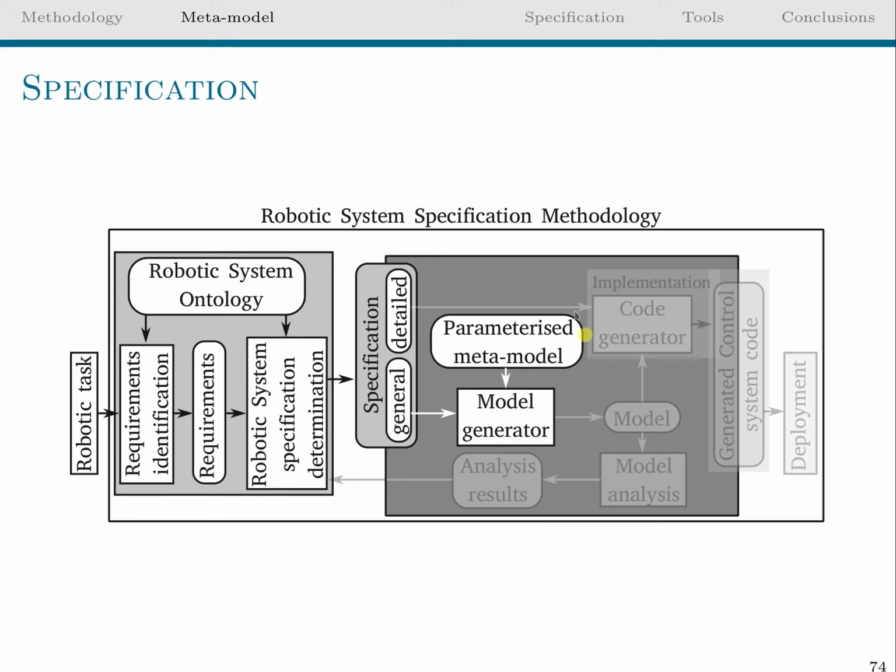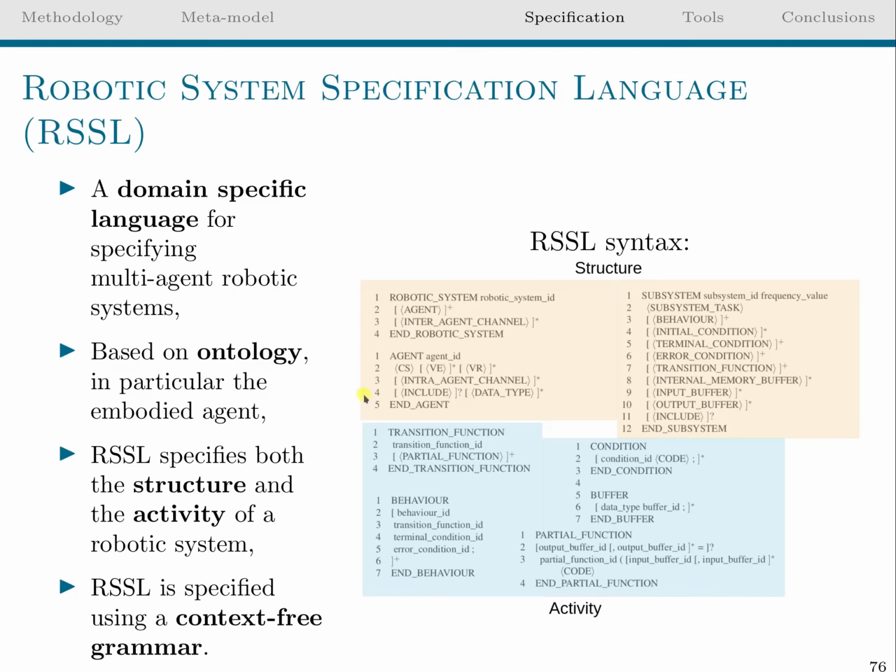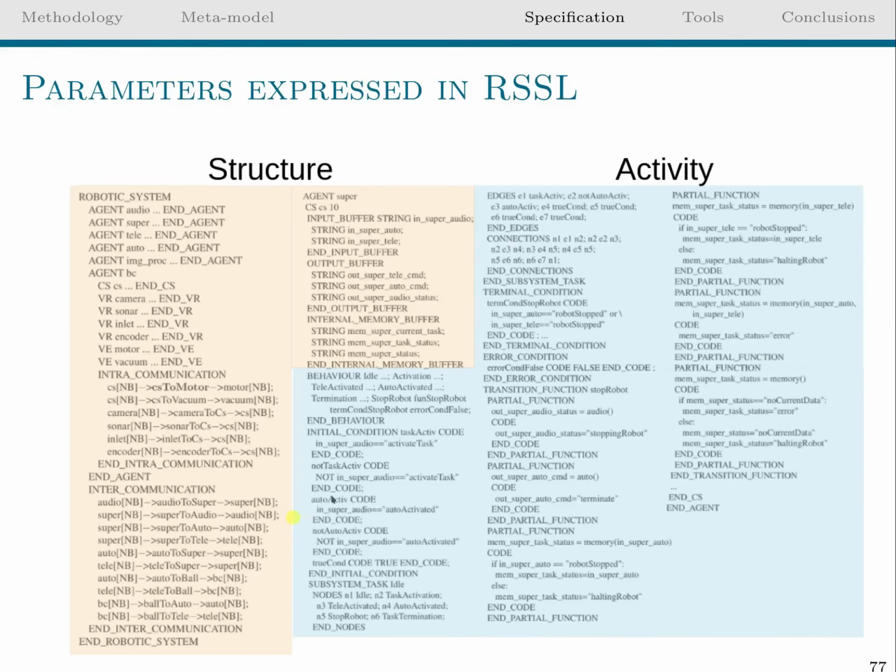So we have the parameterized meta model, we have the specification. So how? We introduced a robotic system specification language in 2022 in the journal RAL. This is a domain-specific language, which is used to specify multi-agent robotic systems. It is based on an ontology, and it facilitates the definition of the structure and the activity of the system.